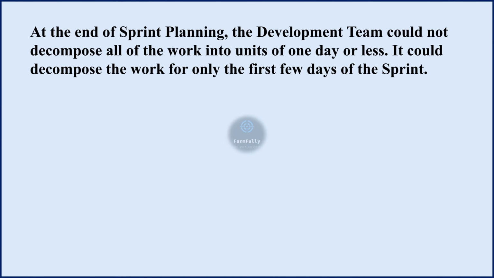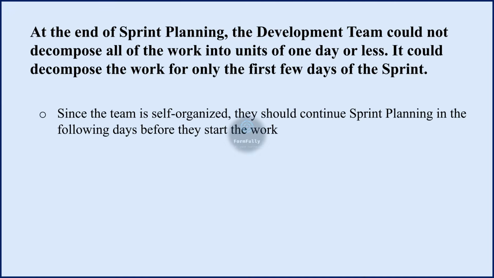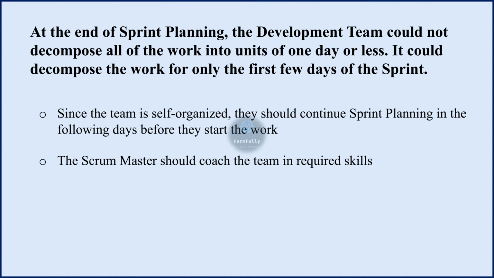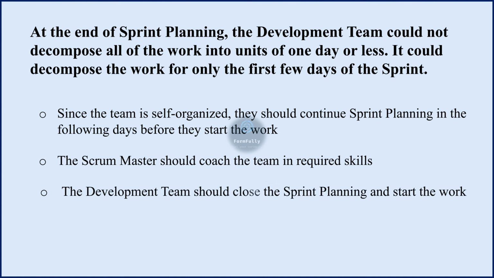Next question. At the end of sprint planning, the development team could not decompose all of the work into units of 1 day or less. It could decompose the work for only the first few days of the sprint. The options are: since the team is self-organized, they should continue sprint planning in the following days before they start the work. Option 2. The Scrum Master should coach the team in required skills. Option 3. The development team should close the sprint planning and start the work. And the correct statement is third.